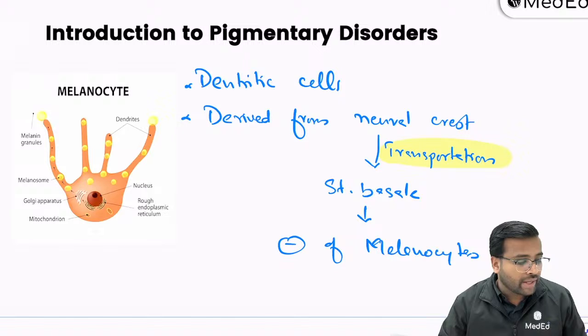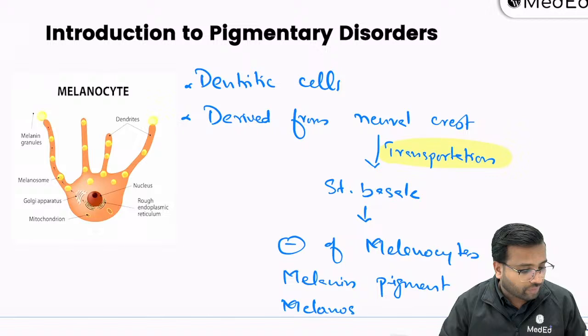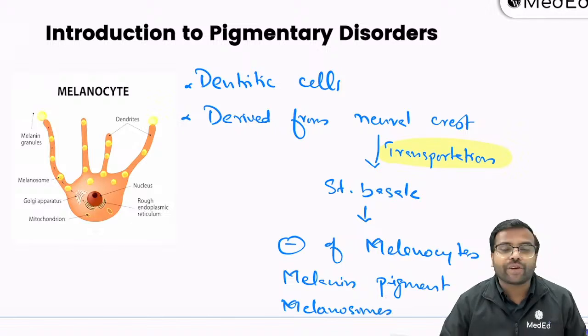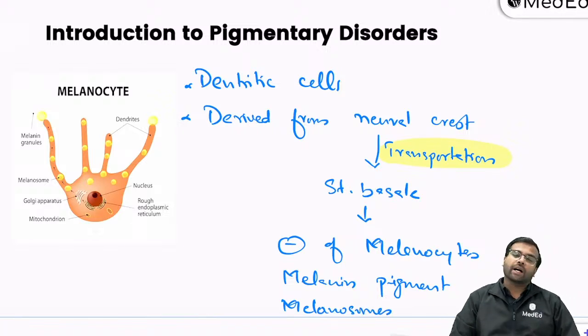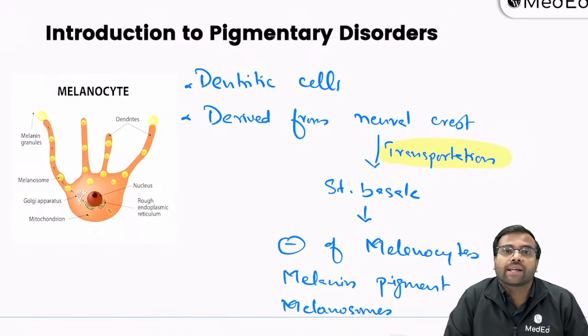or there can be some problem with melanin pigments, or there can be some problem with melanosomes. So these are the various reasons because of which a person can develop a pigmentary disorder. Clear? So we all know that there is a disease called albinism.